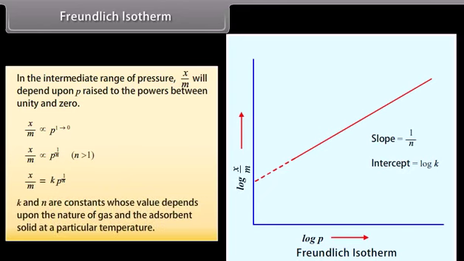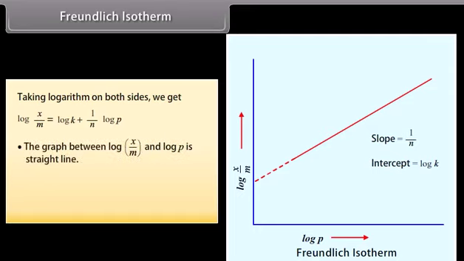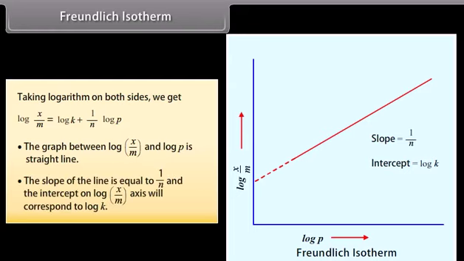K and n are constants, whose value depends upon the nature of gas and the adsorbent solid at a particular temperature. Taking logarithm on both sides, we get log x upon m is equal to log k plus 1 upon n log P. The graph between log x upon m and log P is a straight line. The slope of the line is equal to 1 upon n, and the intercept on the log x upon m axis will correspond to log k.